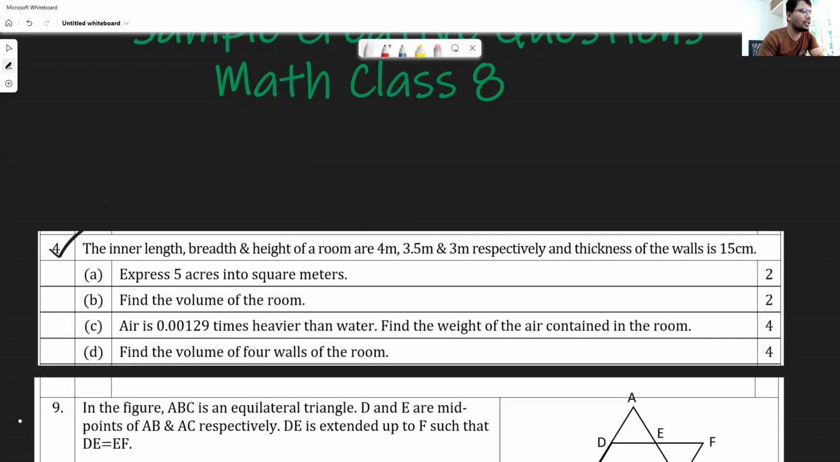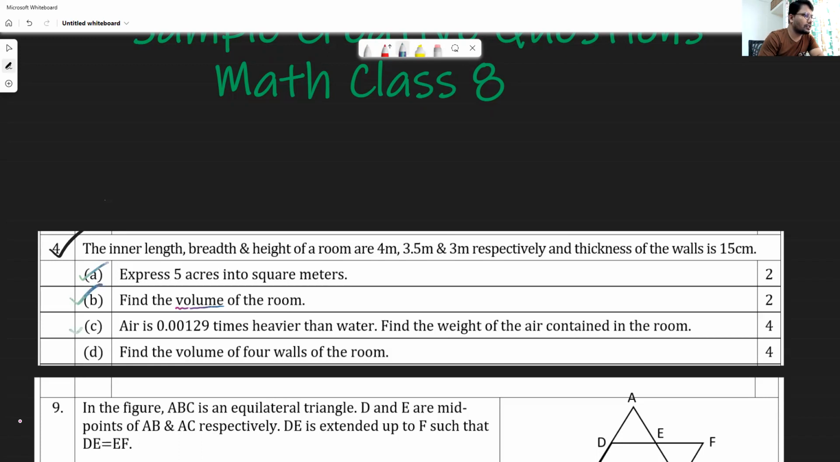Already you know the question mark distribution. Express 5 acres into square meter. That means you have to know the relation between acres and square meter. What is the relation? Otherwise, you cannot do this one. The next question, find the volume of the room. The keyword is finding volume. You have to know the formula of finding volume.